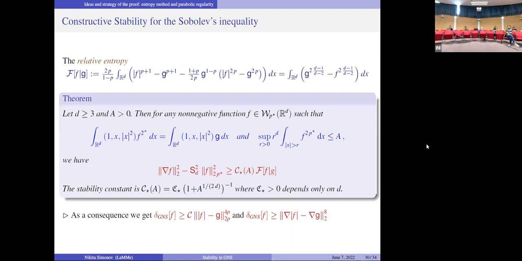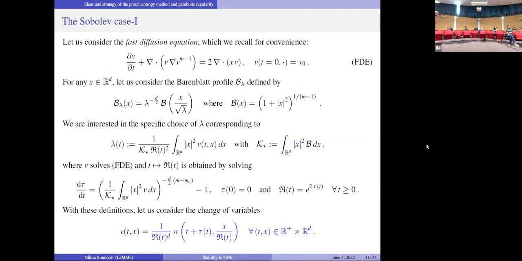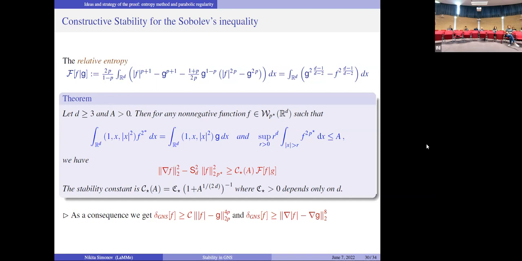But okay, this is just the theorem for the Sobolev. We can use still something. And this something is a kind of modified flow. So we use our nonlinear flow, and then we rescale it again in order to have a flow which conserves the second moment. Now, in doing that, we are able to basically do all the proof again and obtain this theorem in which we can prove the stability of the Sobolev inequality.